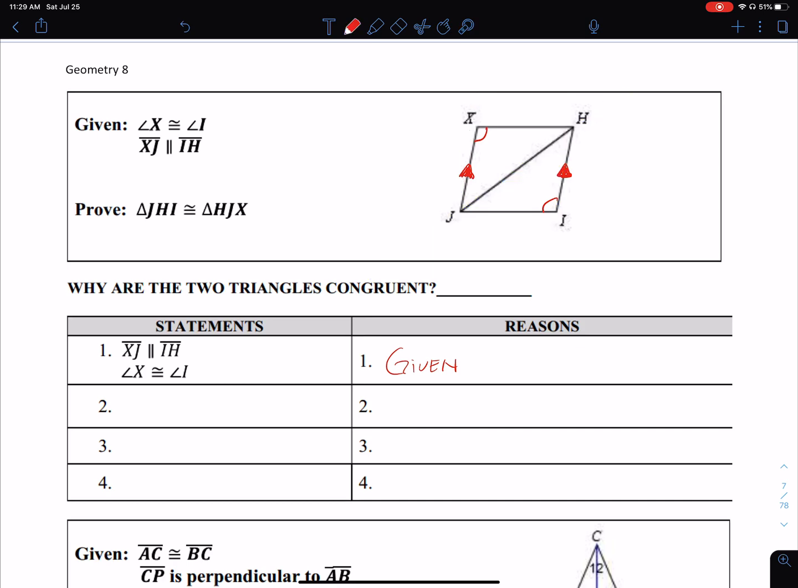So wouldn't it be reasonable to assume that this angle and this angle are the same because of the alternate interior angle theorem? Let's do that one first. If we extend this line and extend this line, auxiliary lines, and extend this line, we're going to find the angle XJH is congruent to angle IHJ. Reason, the alternate interior angles theorem.